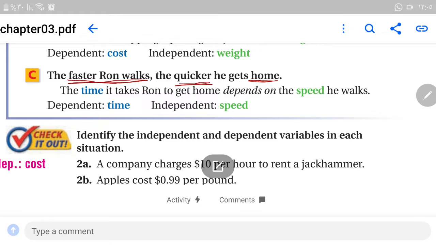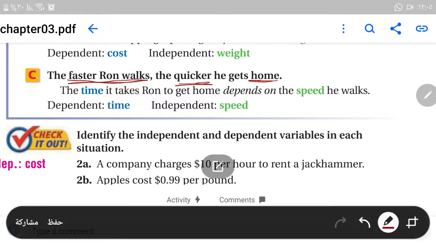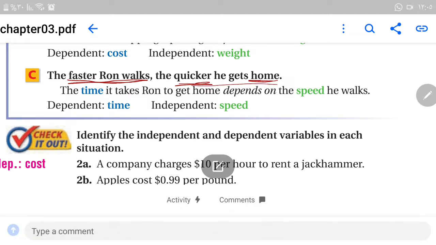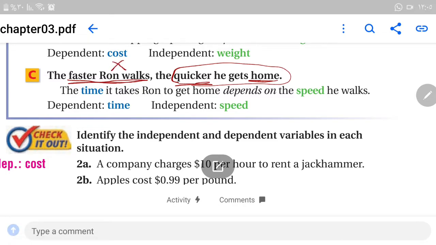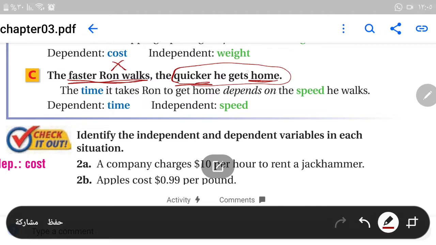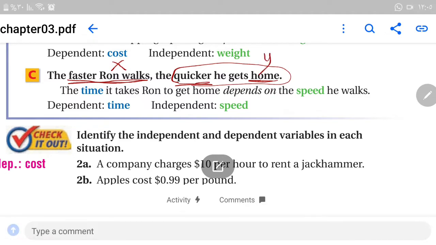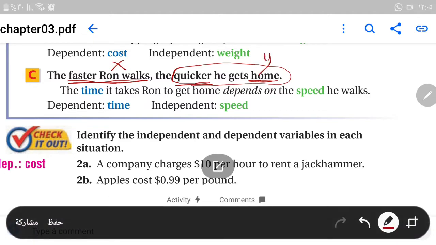quicker. So the dependent variable is reaching home quicker, the time of reaching home. And the independent variable is the speed. So x will be the speed, y will be getting home quickly, the time you take to go home, right?